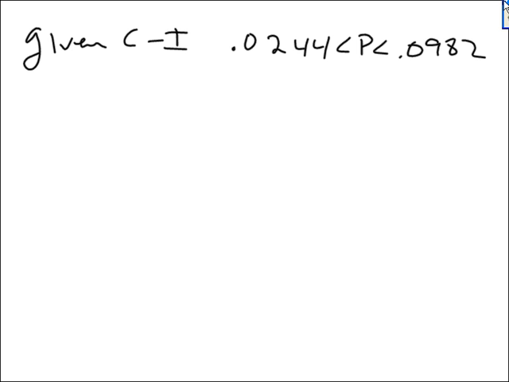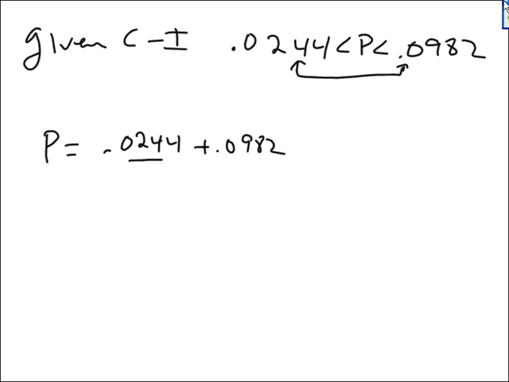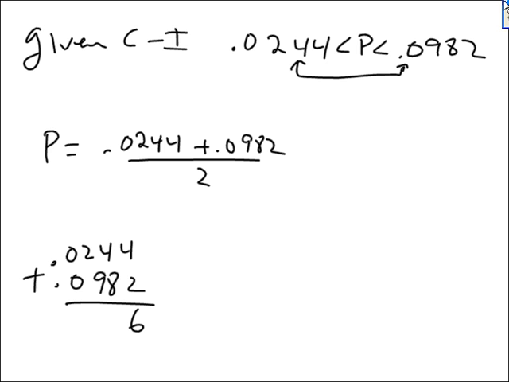Well, P hat is the number smack in between these two. So you add them up. It's the average. P hat is 0.0244 plus 0.0982 divided by 2. So let's add them up on the side here, and then right afterwards, we'll divide by 2. So we get 0.1226. Well, when you divide that by 2, 2 into 0.12 is 0.06.